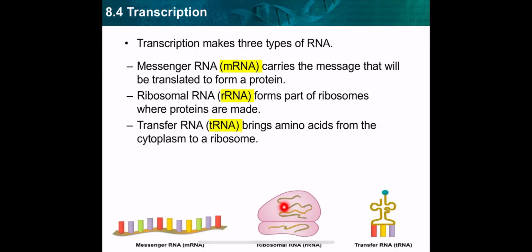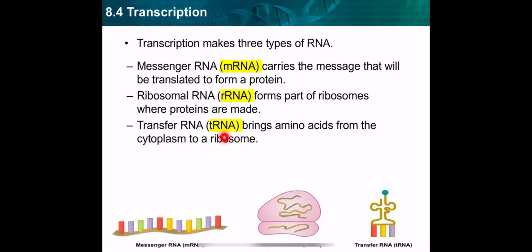After that, ribosomal RNA. From its name, ribosomal, rRNA forms part of the ribosome. This is ribosomal RNA, or rRNA. So now we finished two types, mRNA and rRNA. Let's see tRNA. T is from transfer, transfer RNA.